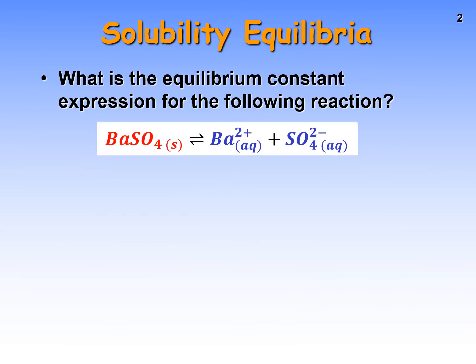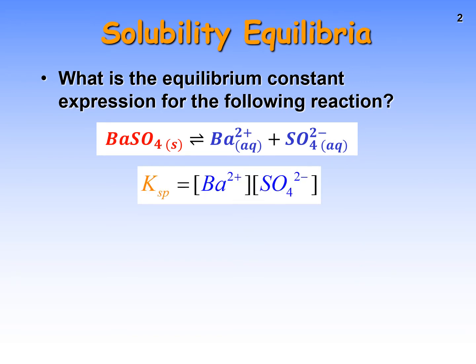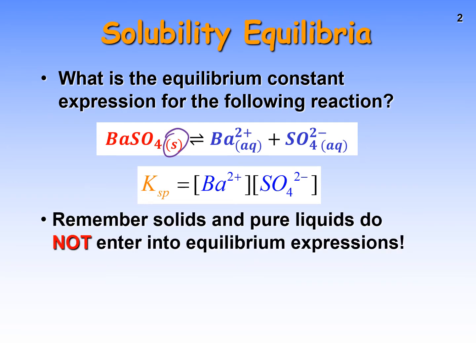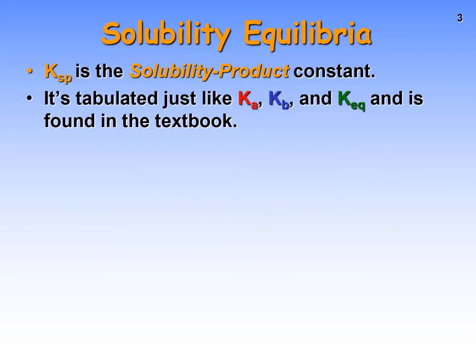So let's look at this equilibrium, right? Like I was saying on the previous slide, if we look at the equilibrium expression, we think products over reactants, but it's really important to note that the solid does not get included. And this is true of all KSPs. We generally just have a numerator. We do not have a denominator for our equilibrium expression for KSP values, or solubility product constants. So KSP is what we call the solubility product constant, and you can find it in your textbook in the index, just like our Ka, Kb, and Keq values.